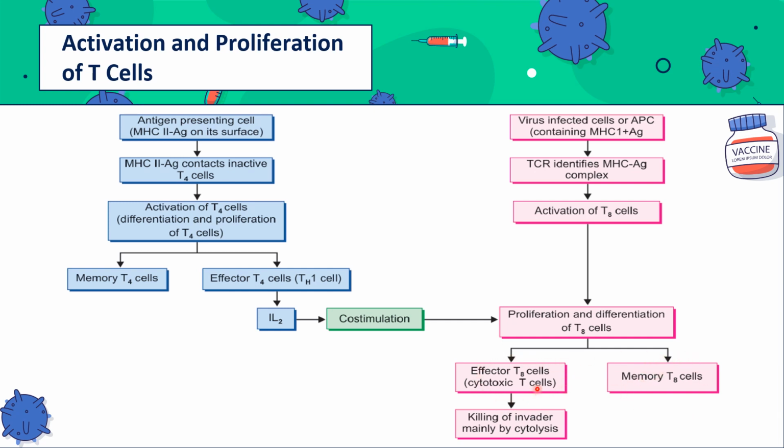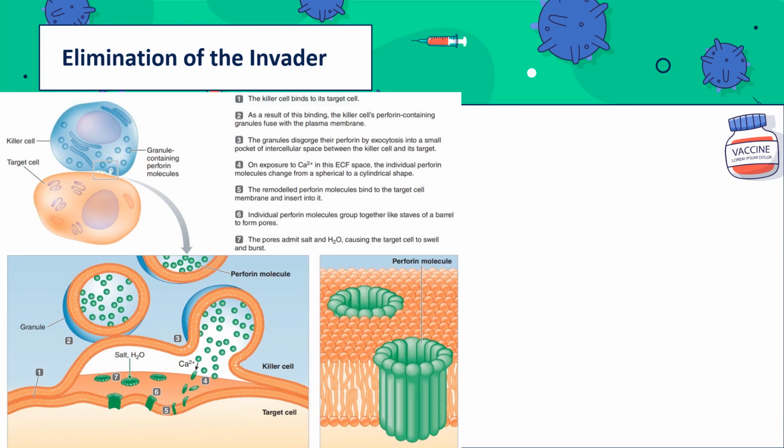The cytotoxic T cells help in killing the invader by various mechanisms that we will see later. And memory cells remember the original invader, and if the same invader invades again, they keep it in memory, and when the reinvasion happens, they kill the microbes immediately without waiting for all these processes. So the secondary response will be much faster than the primary response.